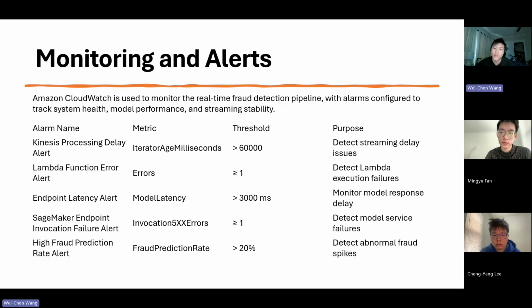And the business anomaly alert. If the fraud prediction rate exceeds 20%, the system identifies it as an abnormal attack and immediately sends alerts via SMS. And that is the end of my part. Next, I will hand over to my next team members.